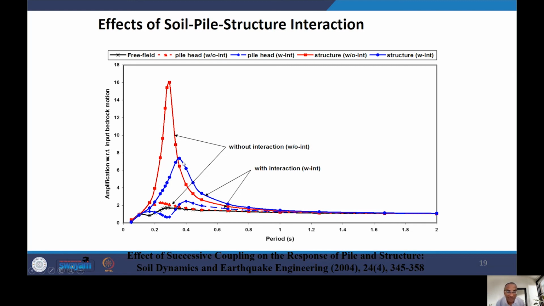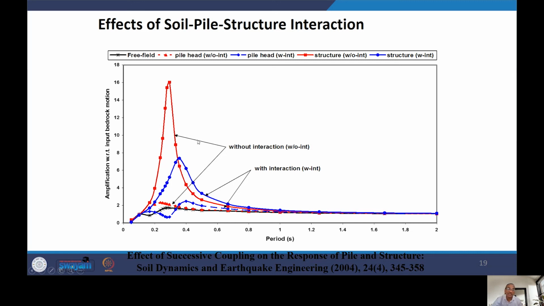So what you have here is that even if you consider SSI, both structure and soil part, you consider the SSI analysis in two ways. One is without considering interaction and another is with interaction. So when you consider without interaction, that is the same as considering that your soil column is situated on the bedrock. Okay. So these are the results here.